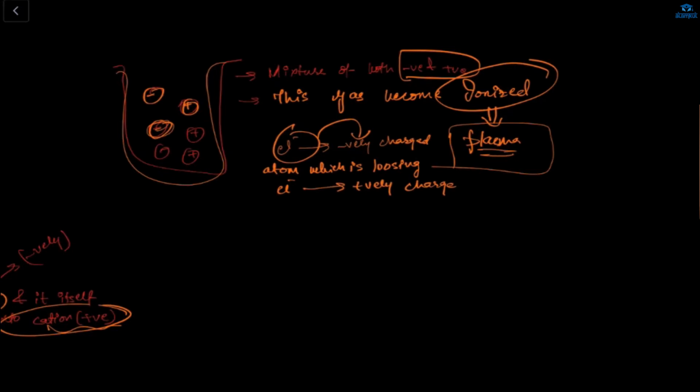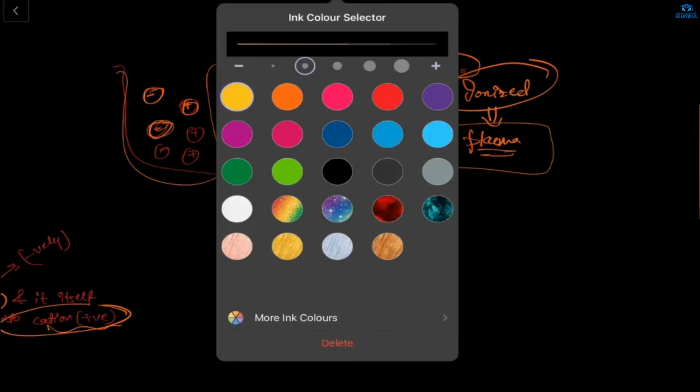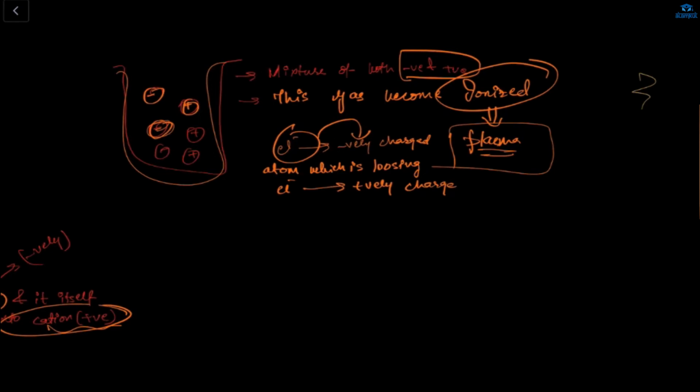Correct? Any doubt? Any doubt? What's your name? Sajid, right? No, ma'am, Razi. Okay, Razi. No doubt, right? Razi. Yes.